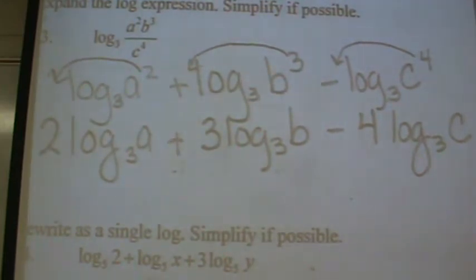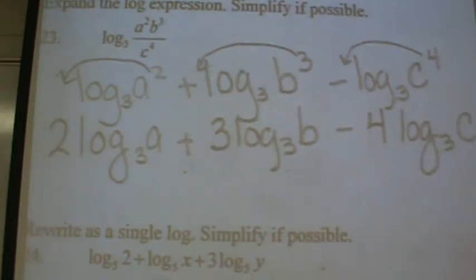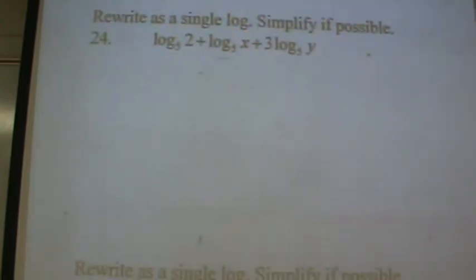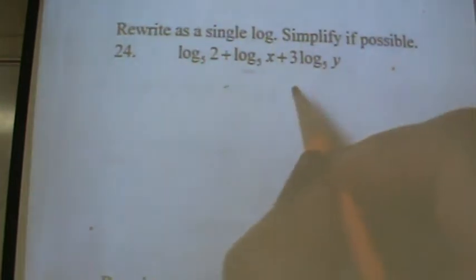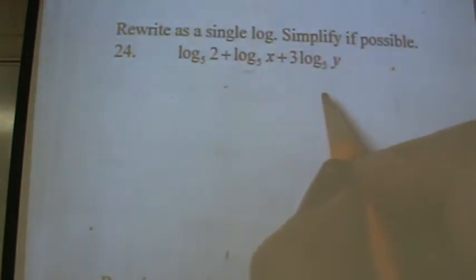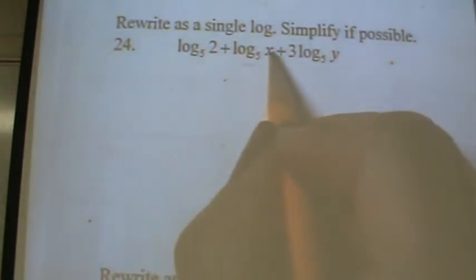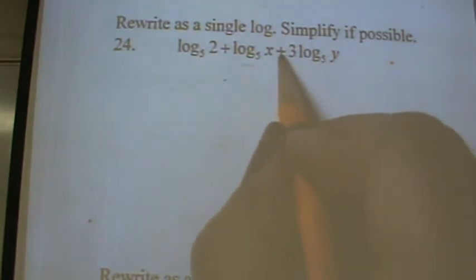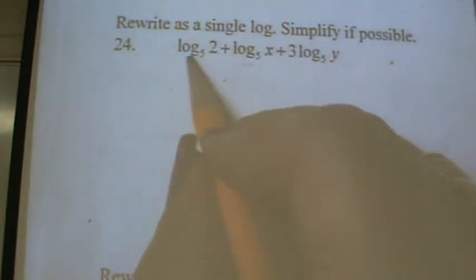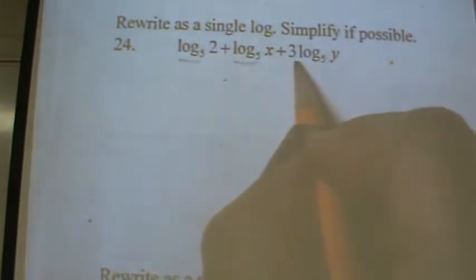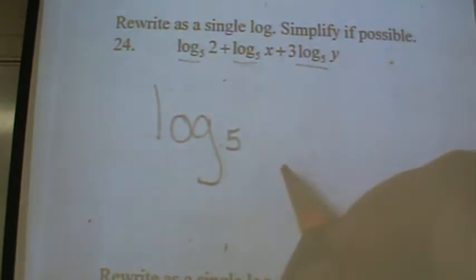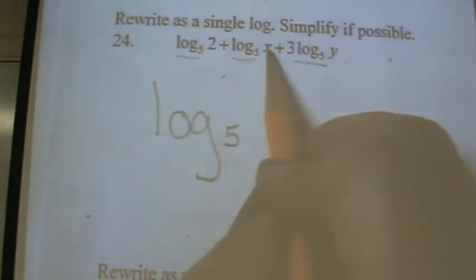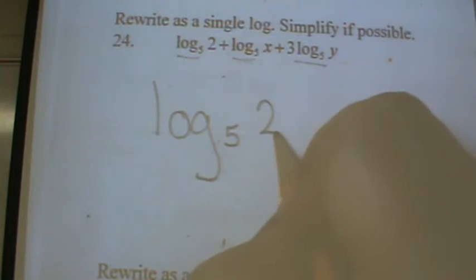Anybody have any questions? Now, how do you write this? Now we're gonna condense as a single log and simplify if possible. So what do these plus signs tell you to do? Plus signs, and are all the bases the same? They sure are. So it's the log base 5, we know that. What do you do with this, this, and this? You multiply them.